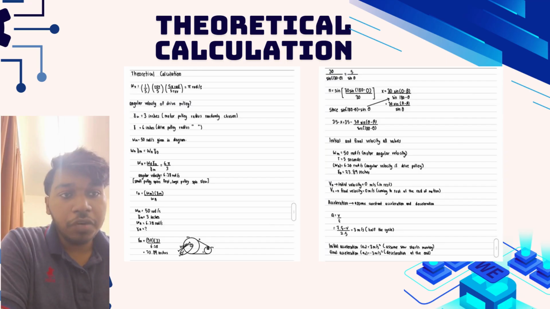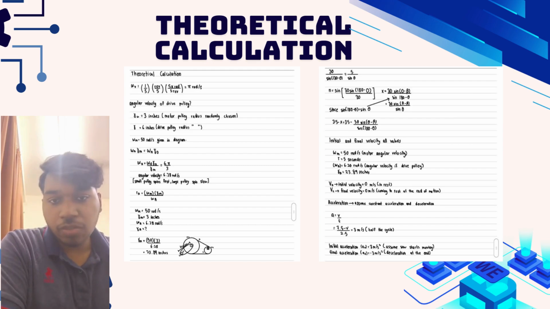Now the acceleration part. The acceleration part is actually quite easy. We know that a equals v over t, so acceleration equals velocity over time. The velocity we got is 0.628 over 2.5 seconds, so what we got is 0.25 meter per second square.